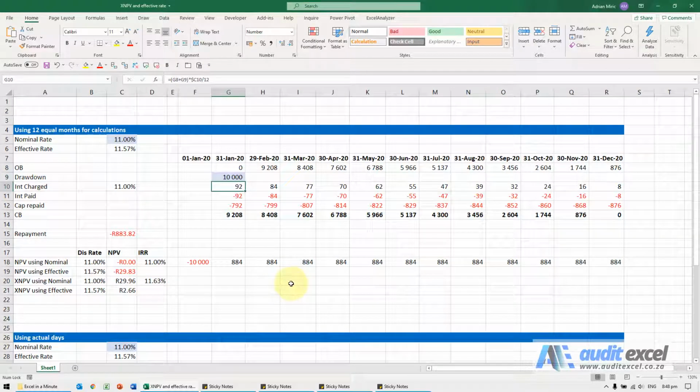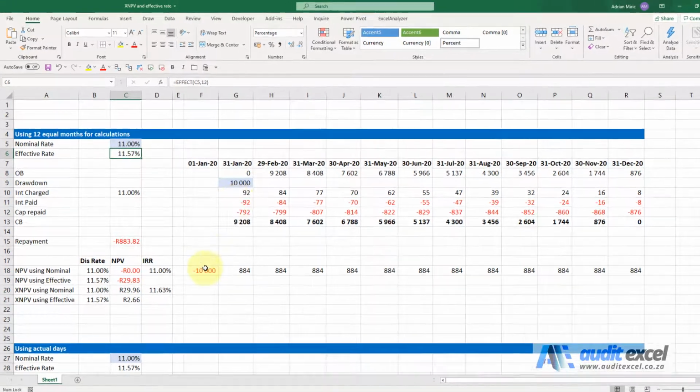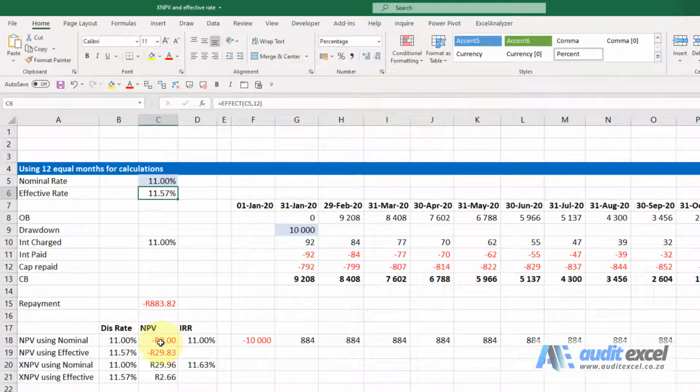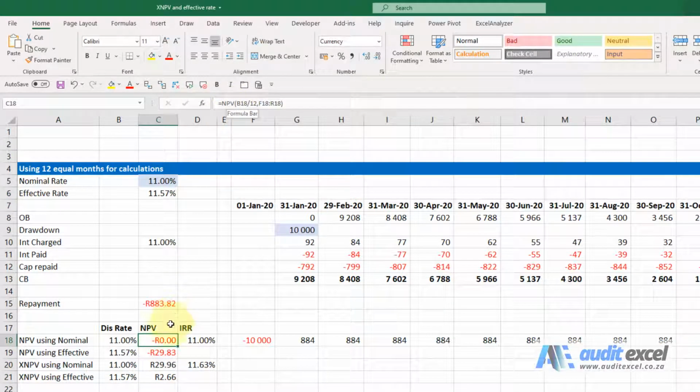If you use NPV and XNPV regularly, you just have to be a little bit careful about what you use as the discount rate. So just a quick proof: we've got a nominal rate here of 11%. That effective rate using EFFECT is 11.57%, and we've got some cash flows. If we do an NPV, so we use the NPV function, and we use the nominal discount rate of 11%, you'll see we get very close, well, we get to 0. So that is correct. With an NPV, you use the nominal rate.